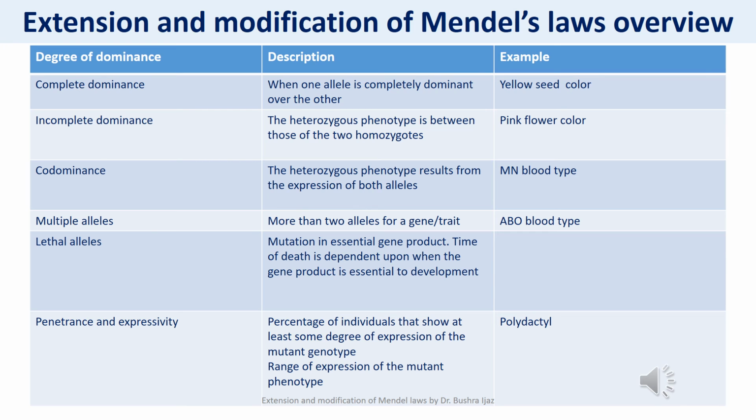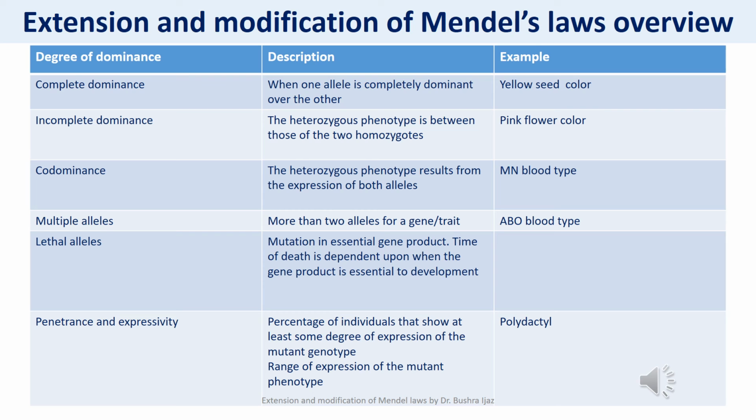Then we have codominance, and in this situation, the heterozygous phenotype results from the expression of both alleles, like we discussed the example of MN blood type in humans. Then we have multiple alleles, in which more than two alleles for a certain gene or trait are present. And a good example that we studied was the ABO blood type.